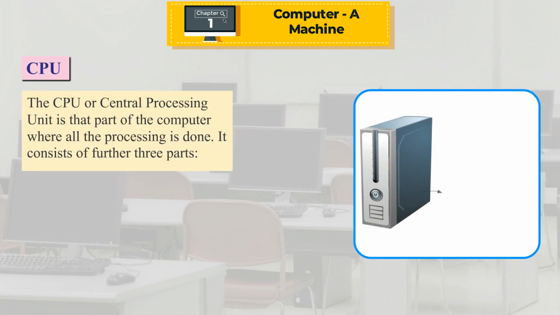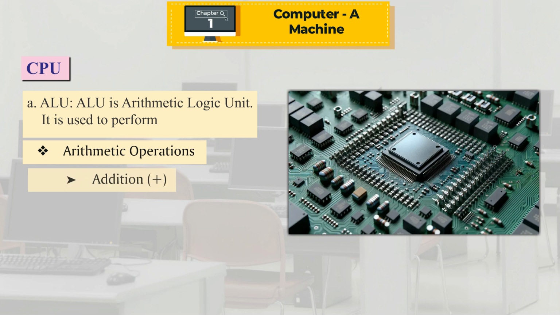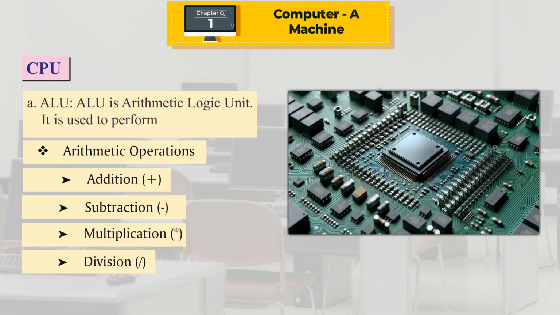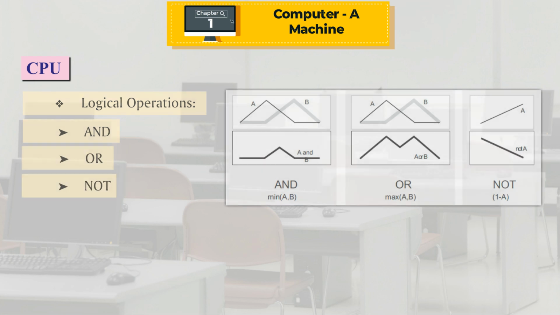CPU. The CPU or central processing unit is that part of the computer where all the processing is done. It consists of three further units. ALU: ALU is the arithmetic logic unit. It is used to perform arithmetic operations: addition, subtraction, multiplication, division, and logical operations: and, or, not.